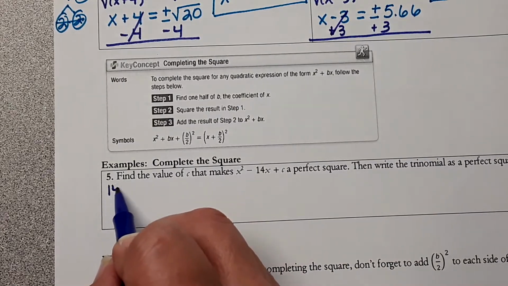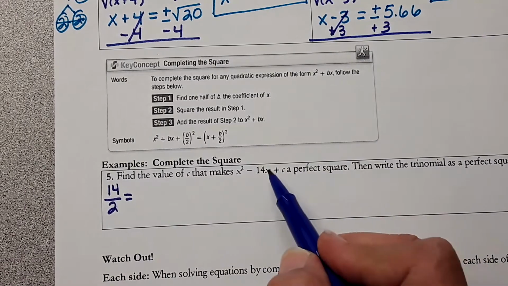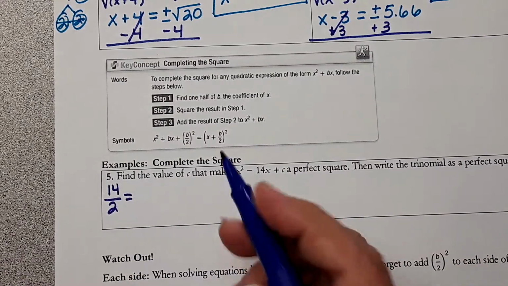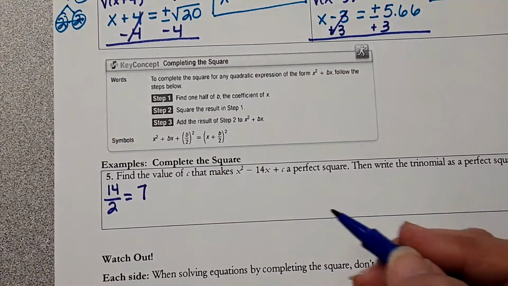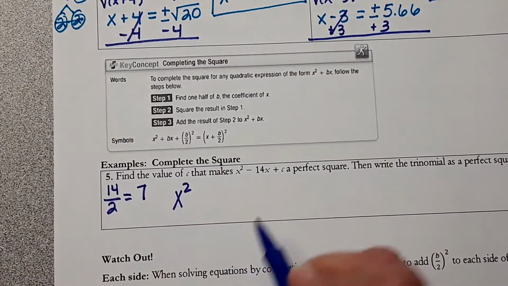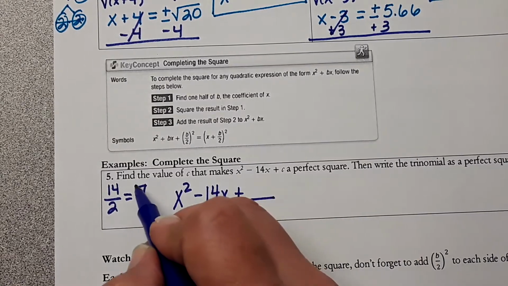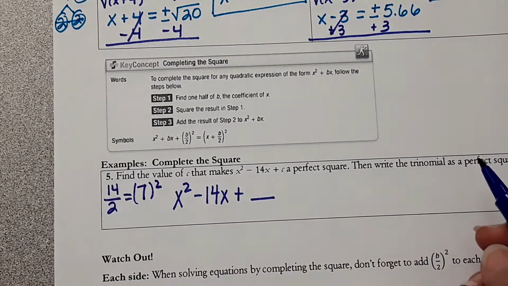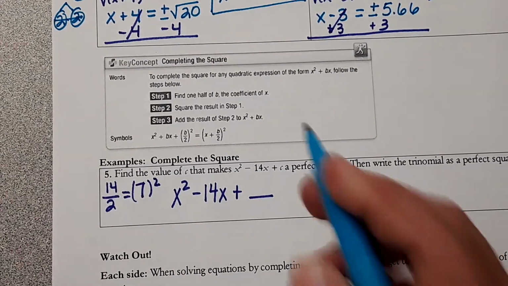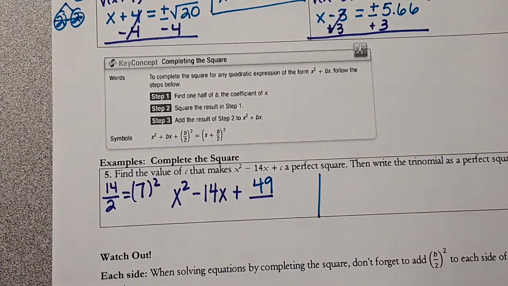My b is 14, so I'm going to take half of 14. I'm going to get 7. And then I am going to square 7 to get what? What is 7 squared? 49. That goes there.